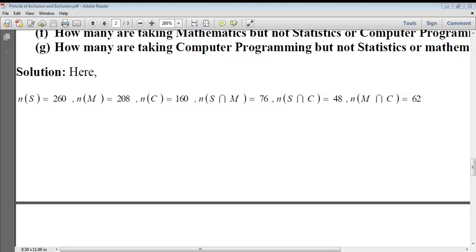So let us represent the data. So the number of students who are taking statistics is 260. The number of students who are taking maths is 208, and the number of students who are taking computer programming is 160. The number of students who are taking both stat and maths is 76. Those taking both stat and computer programming is 48, and those taking both maths and computer programming is 62.